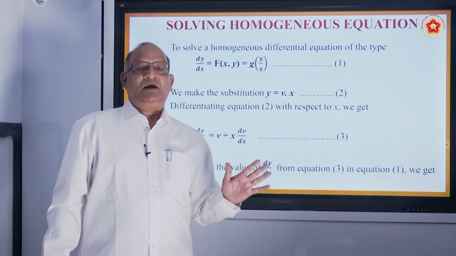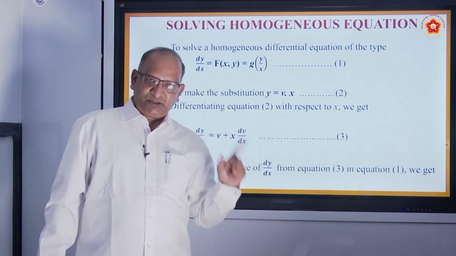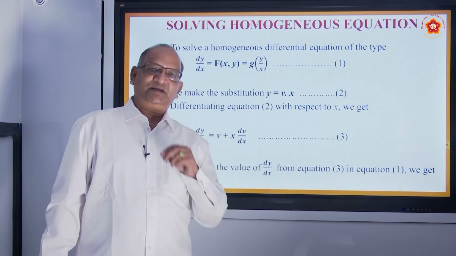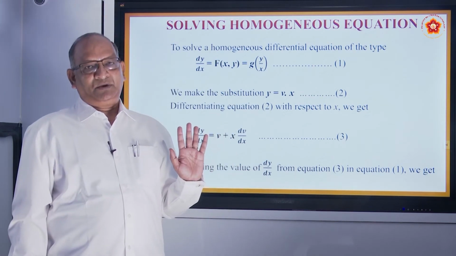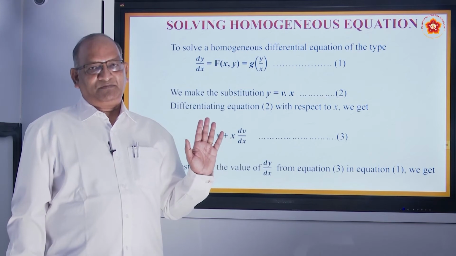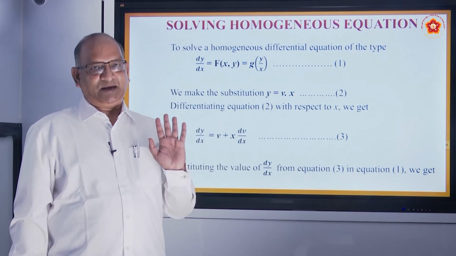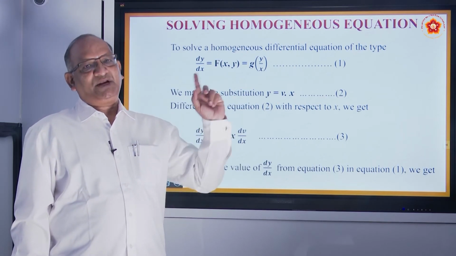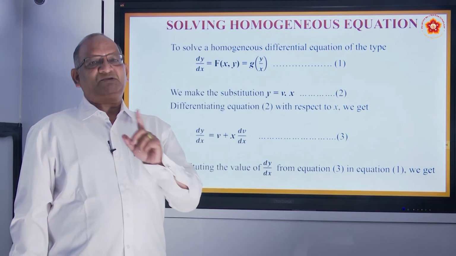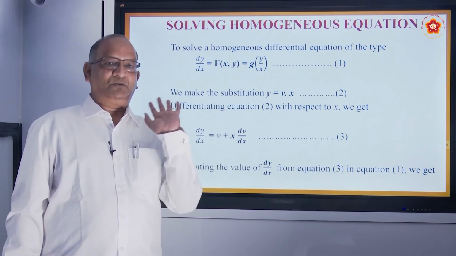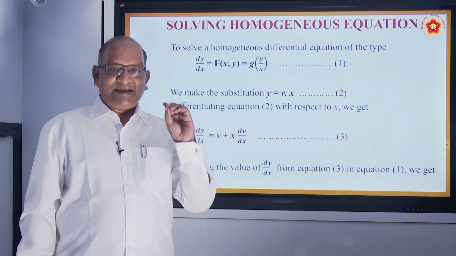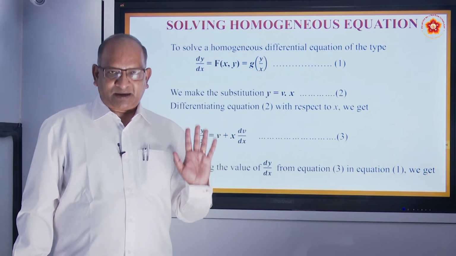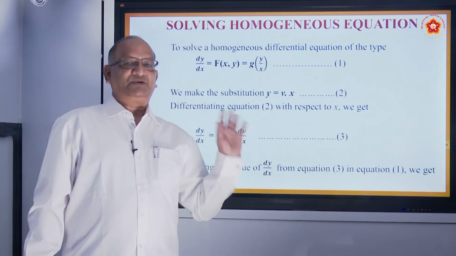X plus y plus 3. X to the power 1 is there, y to the power 1 is there, so it is homogeneous. X cube y plus x square y square. X cube y, so 3 plus 1, power 4. X square y square, power is 4, so it is homogeneous. So this is an easier way of coming to the conclusion that it is homogeneous.